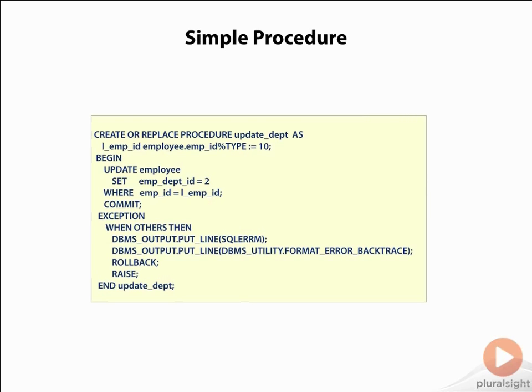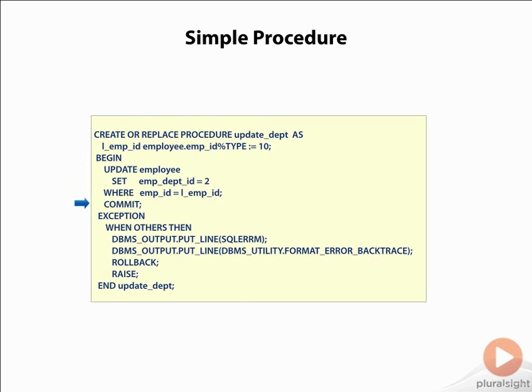Let us take a look at an example of creating a simple procedure. Here is a simple procedure called update department, which updates the department ID of a given employee. It starts with create or replace procedure update dpt as, followed by the declaration section. Here we have declared lempid of type employee.empid %type and assigned it a value of 10. The begin keyword begins the execution section where we issue an update statement updating the empdpt ID to a value of 2 for the empid lempid.